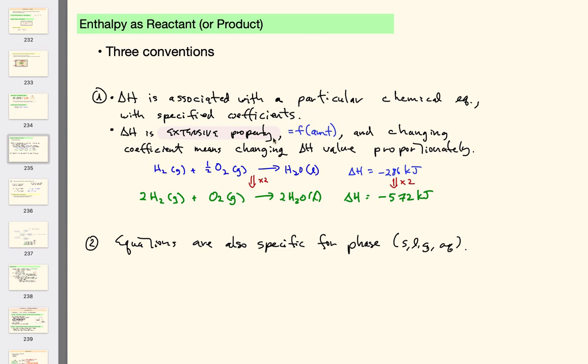Here we go. Why do you want to know it's an extensive property? Because it's a function of the amount of material. So if you change the coefficient, that means you change the amount of material there. Okay, so let's look at this. If I have 1 mole of this and a half a mole of this going to 1 mole of that, and I double it to 2 moles of this and 1 mole of this and 2 moles of this, I've got twice as much material there. So if I have twice as much material, I'm going to give off twice as much heat. See, that makes sense, right?